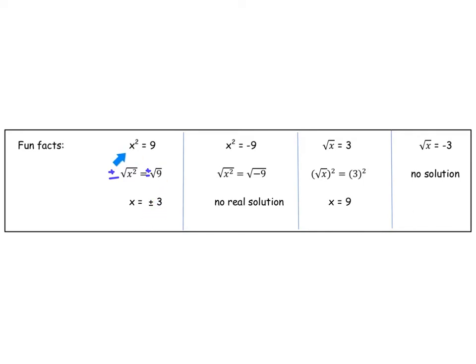Both the positive and negative 3 will work in the original equation. Back here, if I have the square root of a number, it's always going to be a positive number. That's just one of those math things.